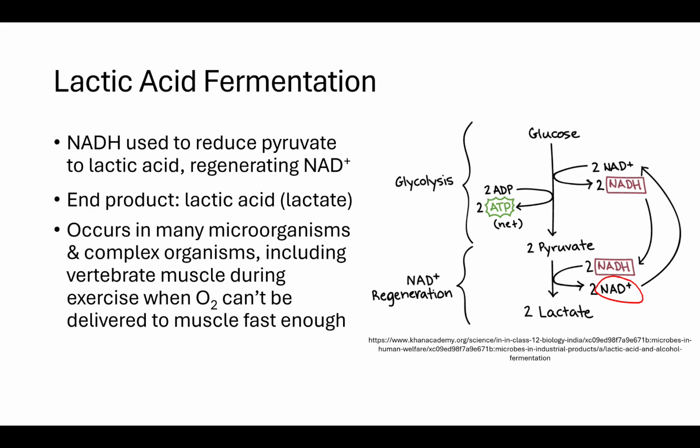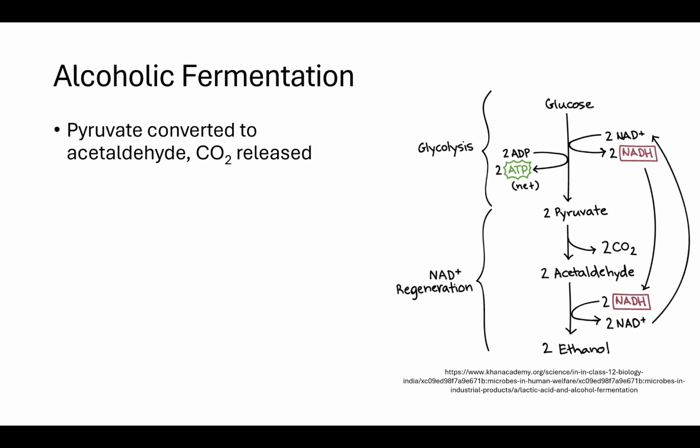So when your muscle cells can't get enough oxygen during intense exercise in order to perform aerobic cellular respiration, in a pinch, they can use lactic acid fermentation in order to regenerate that NAD+, so they can perform glycolysis again. It's not as efficient though, so that's why you don't always just perform fermentation.